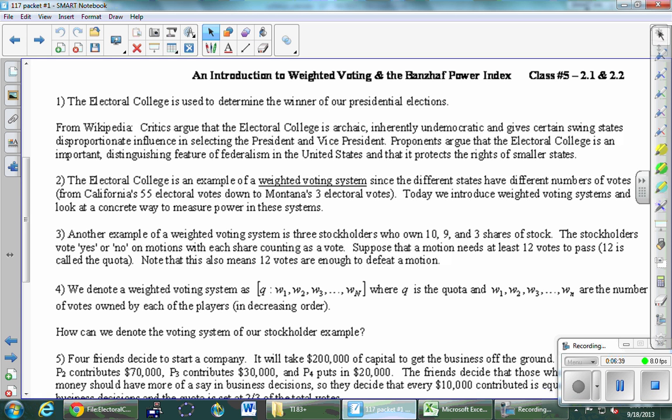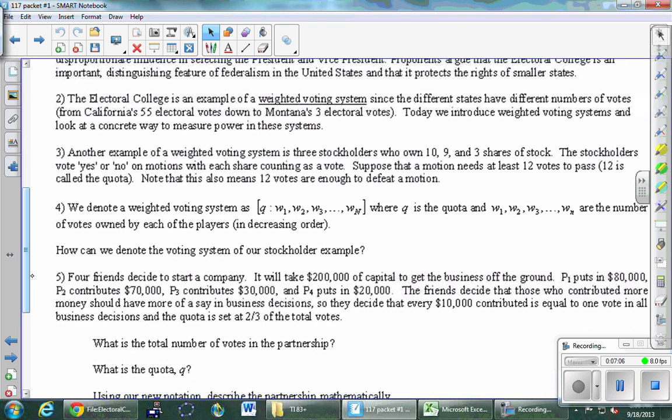All right, so let's go down to number 4. We denote a weighted voting system as, and then there's some funny looking notation. It says Q is the quota. So the first number that you see inside that bracket is the quota, how many votes are required for a motion to pass. And then W1, W2, W3, all the way up to WN, those are the number of votes owned by each of the players in decreasing order. So a concrete example will help make this notation clear.